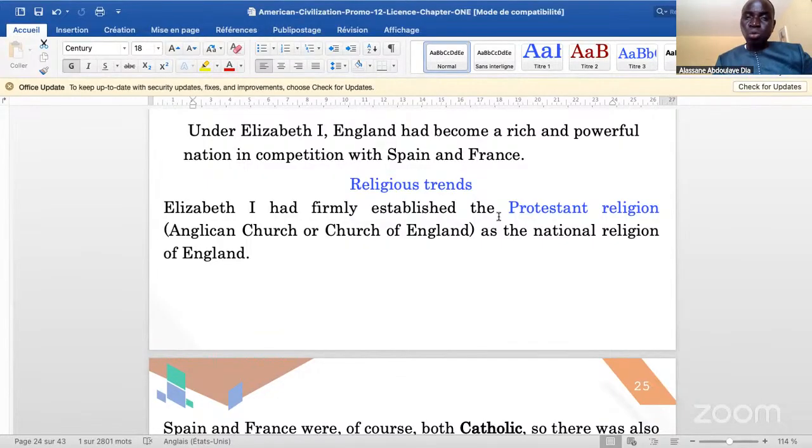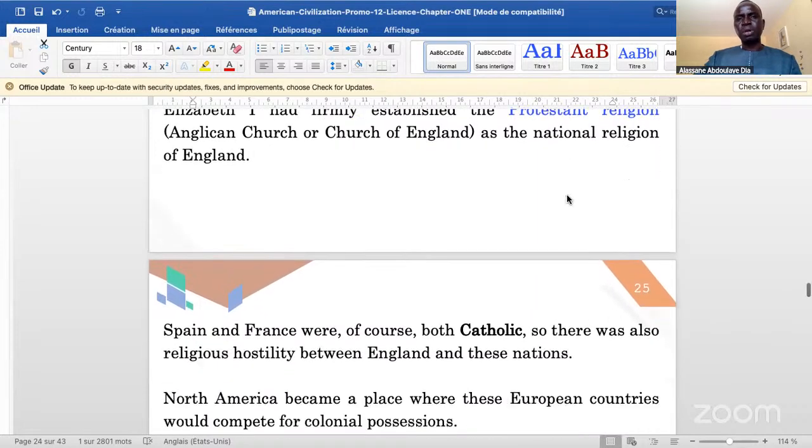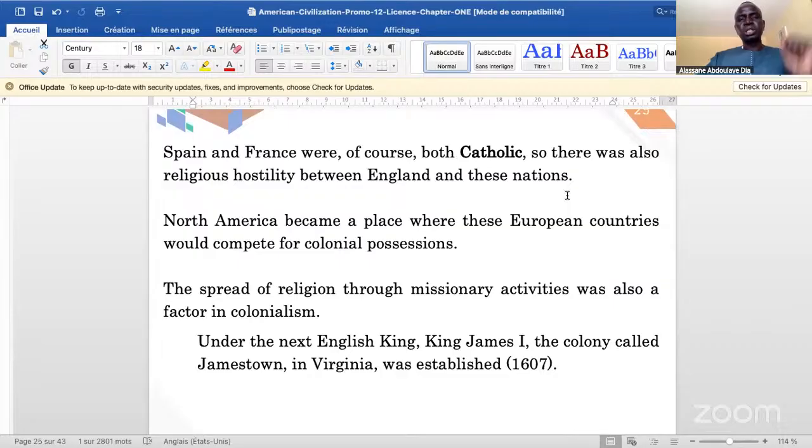So they too wanted to go and dominate. And you have to understand that at this time of history, there was also a problem of religious conflicts or religious trends. What happened? Elizabeth I had firmly established the Protestant religion. When Elizabeth I came, the Protestant religion dominated in England. So the Anglican Church, or the Church of England, was a national religion of England. You will learn that in British civilization, there were religious conflicts.